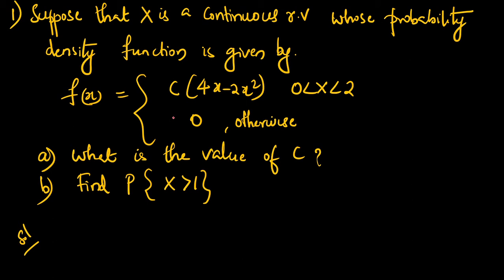We can use the property integral minus infinity to plus infinity f of x dx is equal to 1. Here the limit is such that x ranges from 0 to 2. Therefore, update the limits. Integral 0 to 2 f of x dx equal to 1. And substituting the value of the function f of x, that is integral 0 to 2, when x ranges from 0 to 2, the value of f of x is given by c into 4x minus 2x square. Substitute the function.